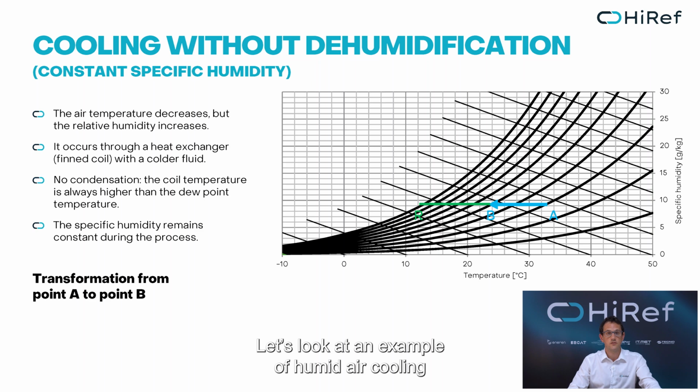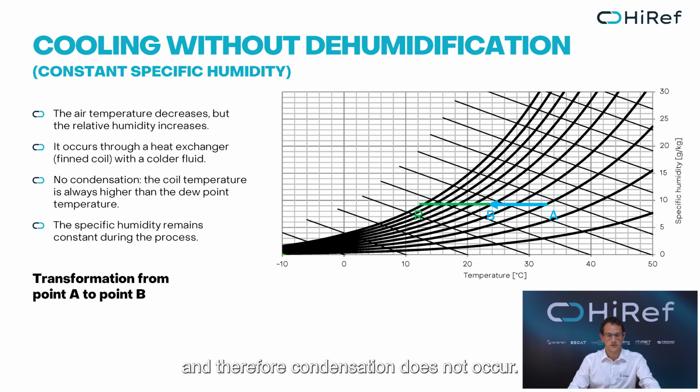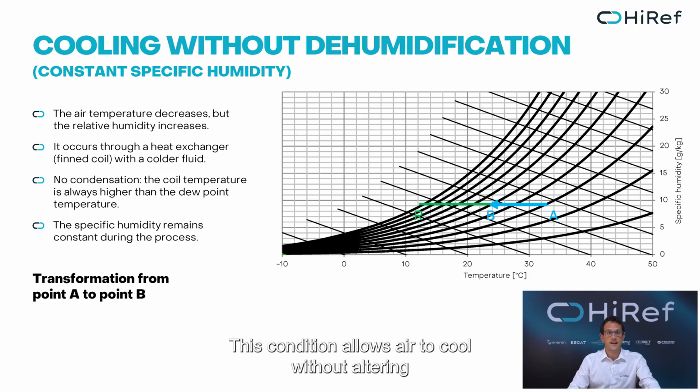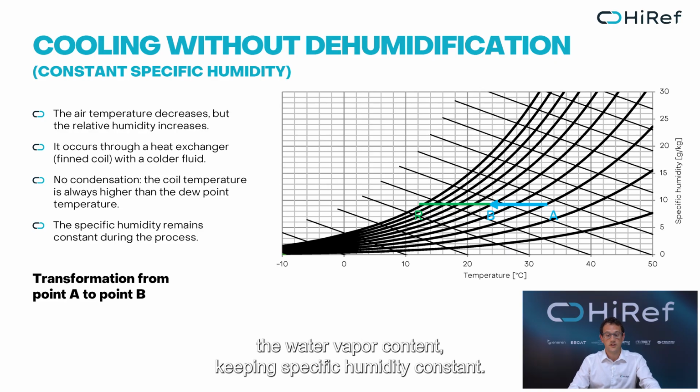Let's look at an example of humid air cooling without dehumidification, keeping specific humidity constant. Specifically, the transition from point A to point B represents air cooling in a coil heat exchanger, where a colder fluid absorbs heat from the air. Since the coil temperature is above the dew point temperature, the air does not reach saturation, and therefore condensation does not occur. This condition allows air to cool without altering the water vapor content, keeping specific humidity constant.